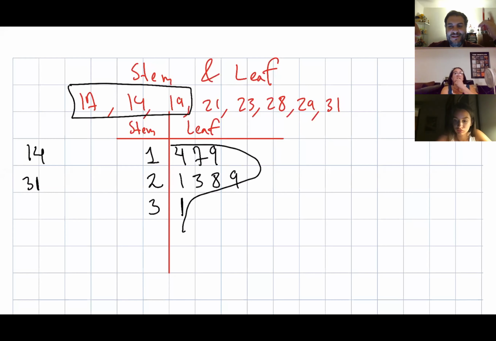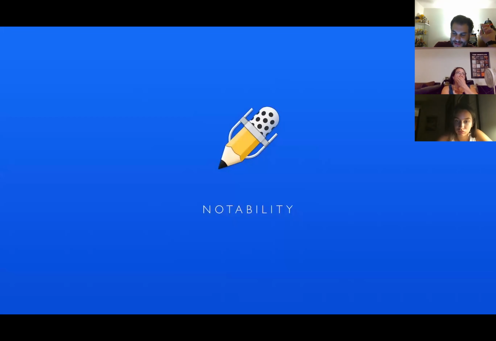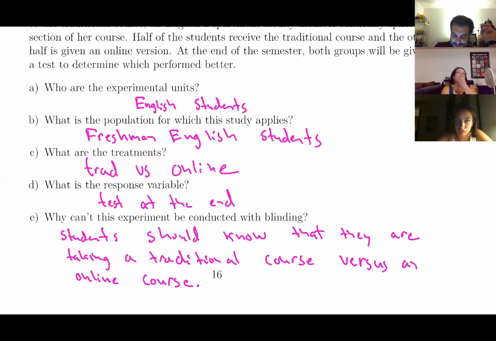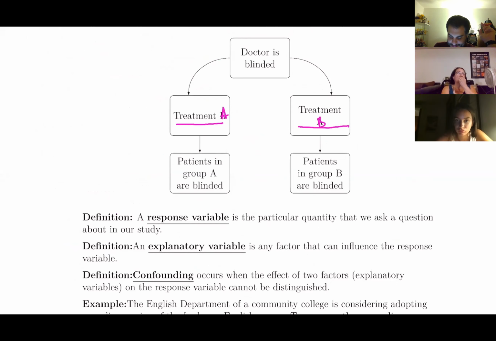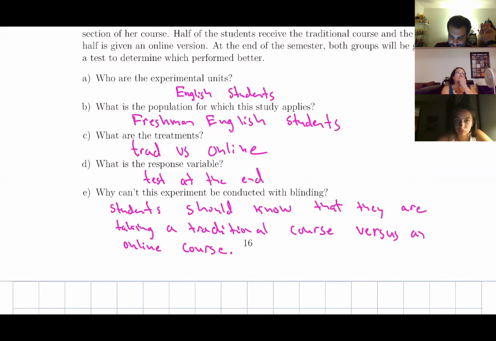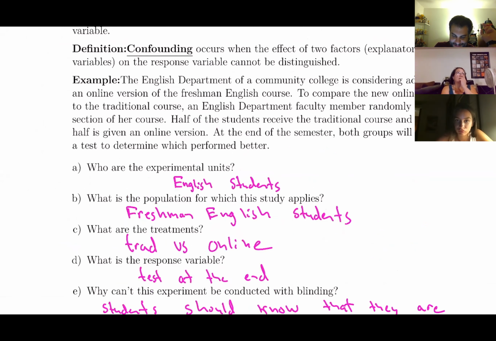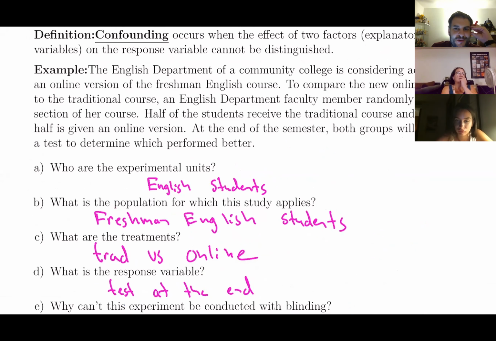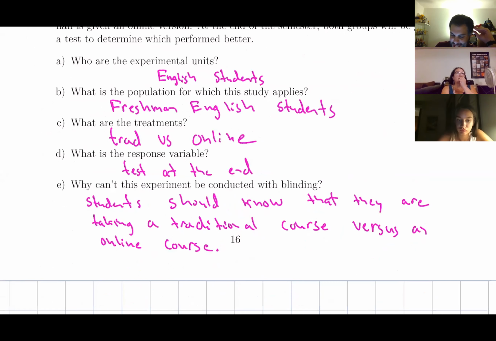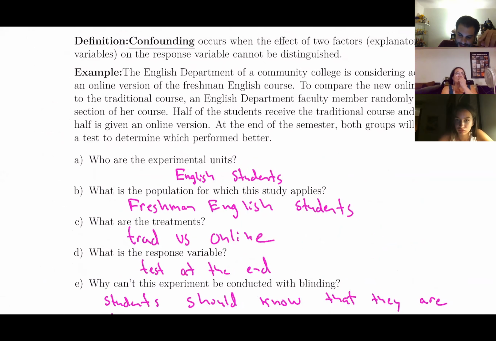Population of interest. It's just being able to identify what the population is. Like if you go to chapter 1, page number 16, and look at question B, this will be a good example for population of interest, because it's asking what the population is for which this study applies.